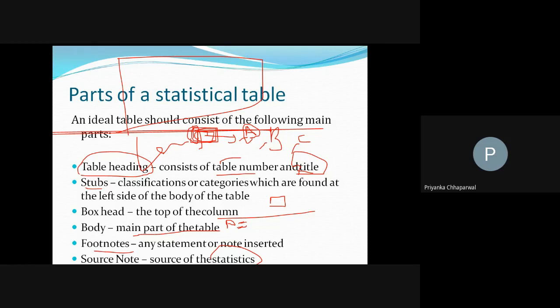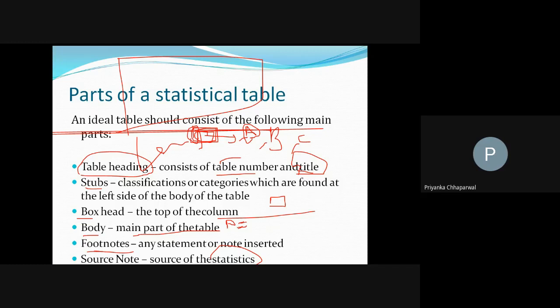Yes student, it is clear what is the meaning of table heading, what is the meaning of step, what is the meaning of both side, what is the body of the data, what is the footnotes and source note. Yes student, any doubt? स्टब्स का एकदम से बताइए. Yes, स्टब्स, step. So I know you do not understand what is the stub.